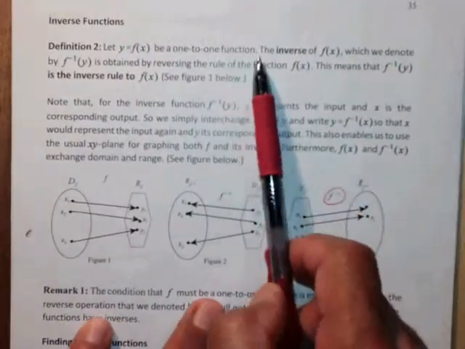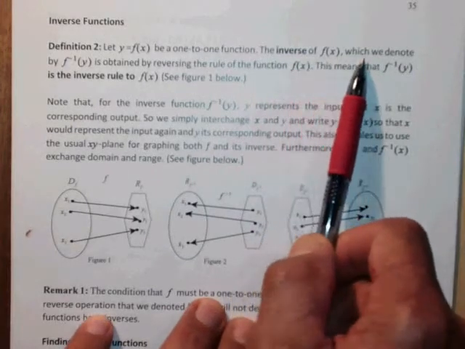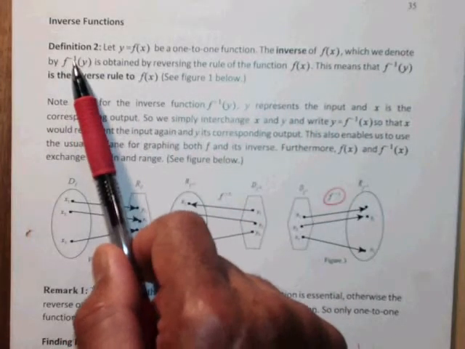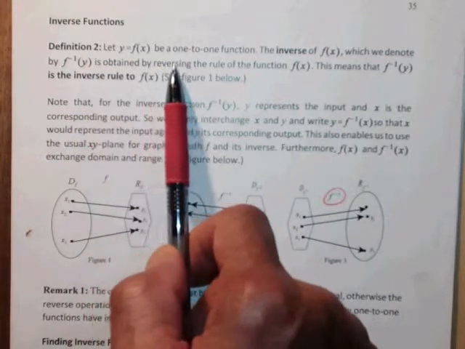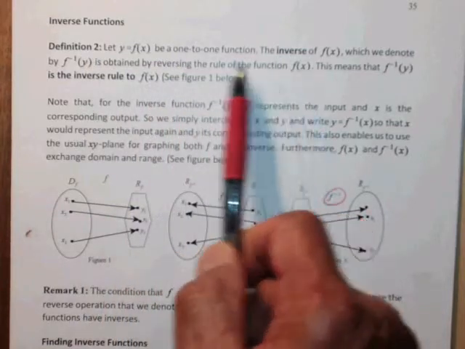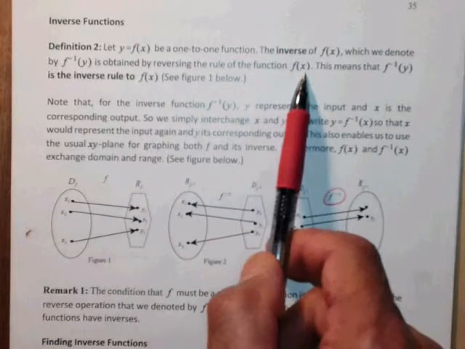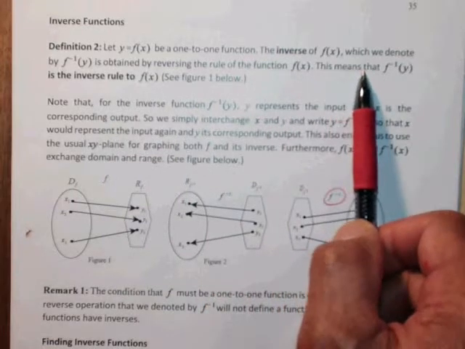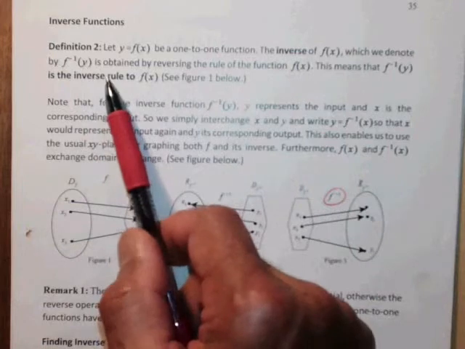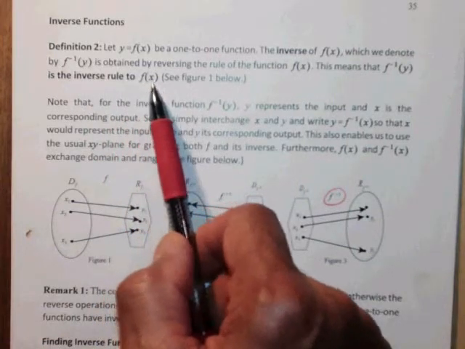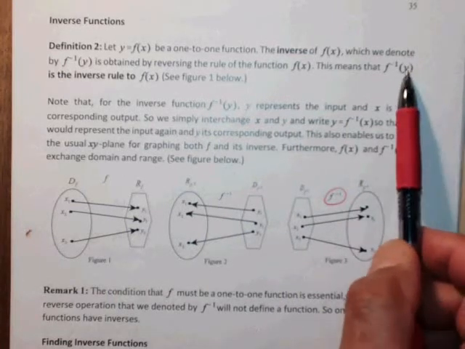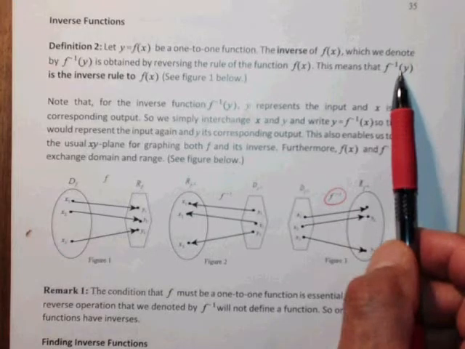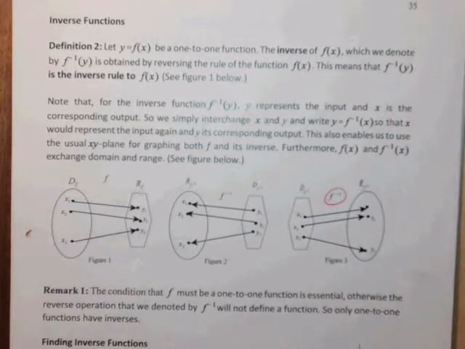Let f be a one-to-one function. The inverse of f of x, which we denote by f to the minus 1 of y, because now y is going to be the input, is obtained by reversing the rule of function f of x. So if x goes to y, now y goes to x. This means f to the minus 1 is the inverse of the rule of f of x. Okay? But as I said, you change names. At the end, you replace x by y, y by x to get x to be always the input.